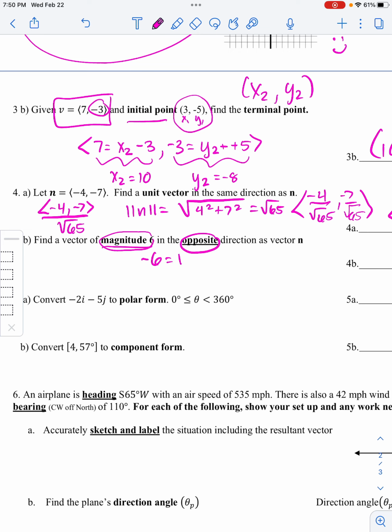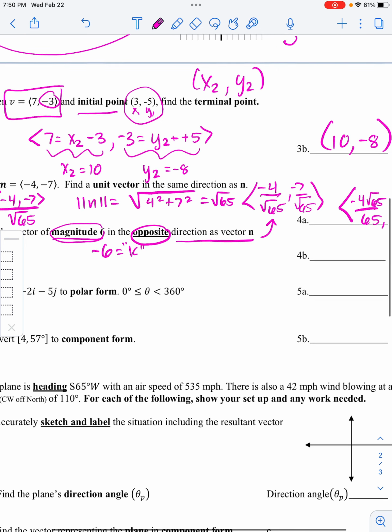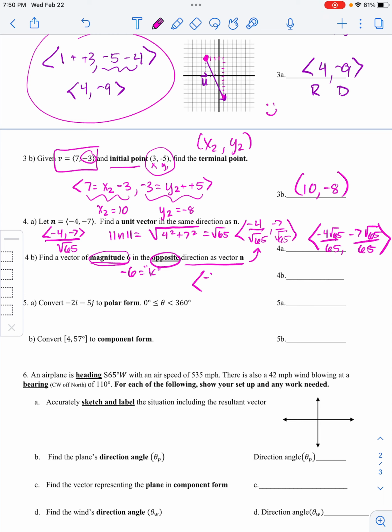So that's our k value, or our constant, that we're going to multiply by the unit vector of n. Thankfully, I just found the unit vector of n right here. So that's handy dandy. So what I'm going to be doing is taking that unit vector that I found, which was relatively ugly, but whatever. Looks are not everything in the vector world, or the real world for that matter. And I'm going to multiply it by -6. So I'm really just distributing.